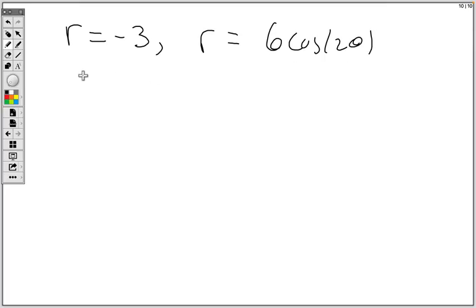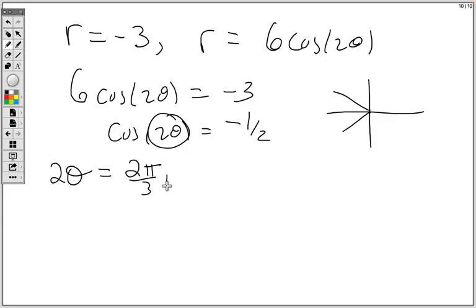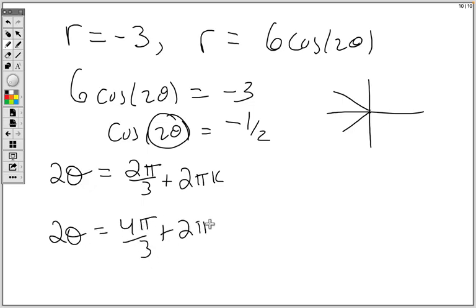So that's another way we can express points on that circle, which means that I could solve the equation. Now I've got r equals negative 3, r equals 6 cosine 2 theta. Now I could solve the equation 6 cosine 2 theta is negative 3. So cosine 2 theta is negative 1/2. So now that means we'd be looking at quadrant 2 angles. So 2 theta would be 2 pi over 3 plus any multiple of 2 pi, or 2 theta would be 4 pi over 3 plus any multiple of 2 pi.